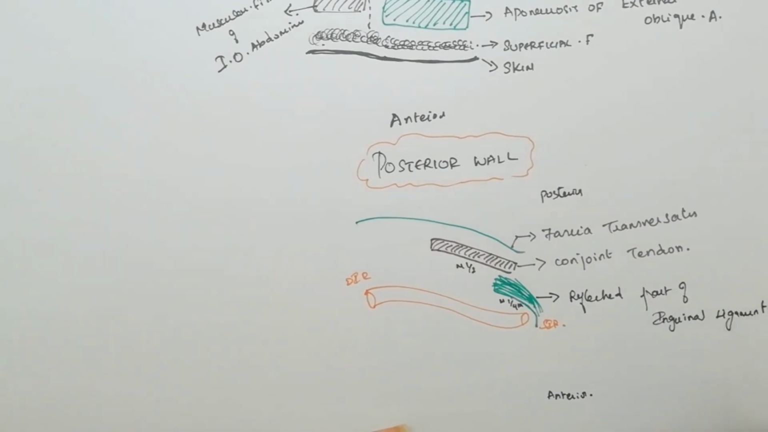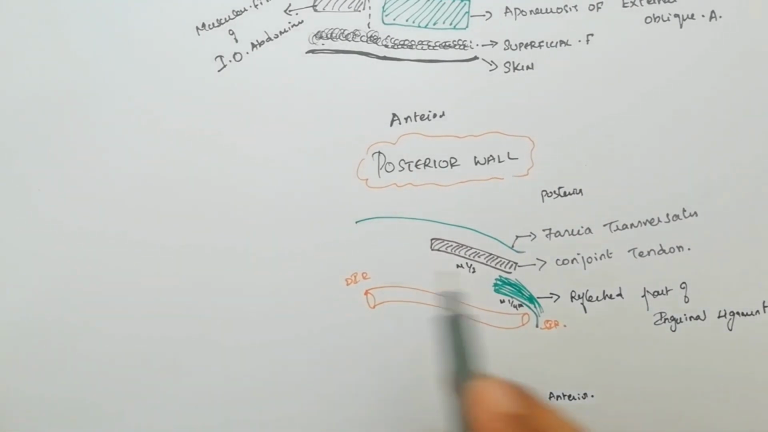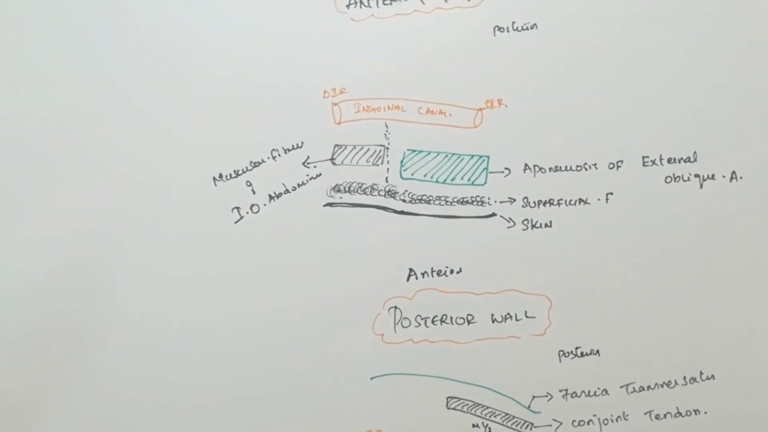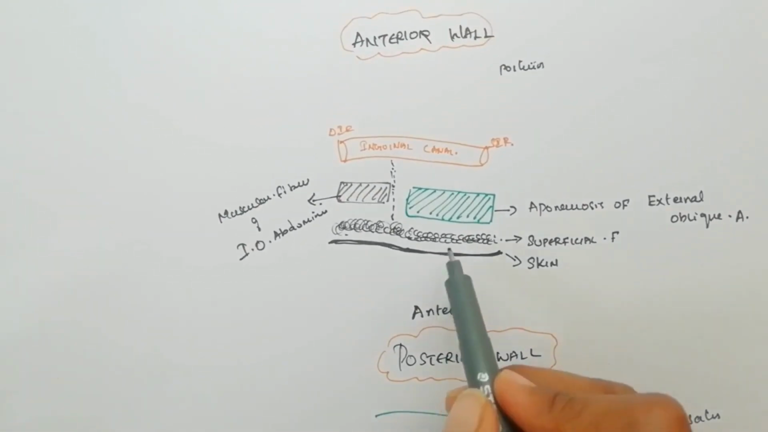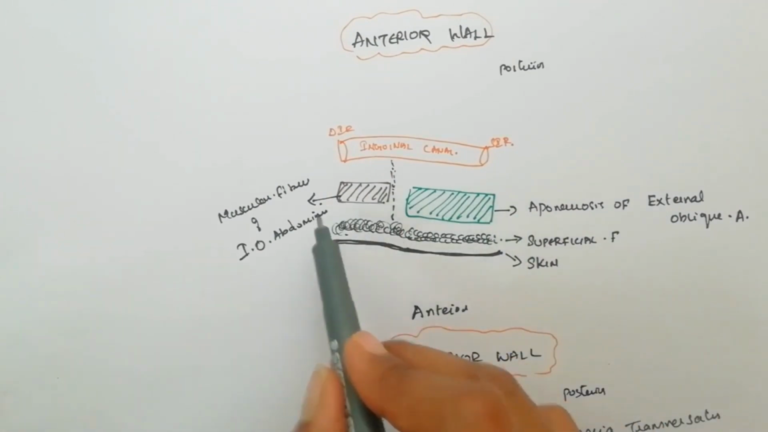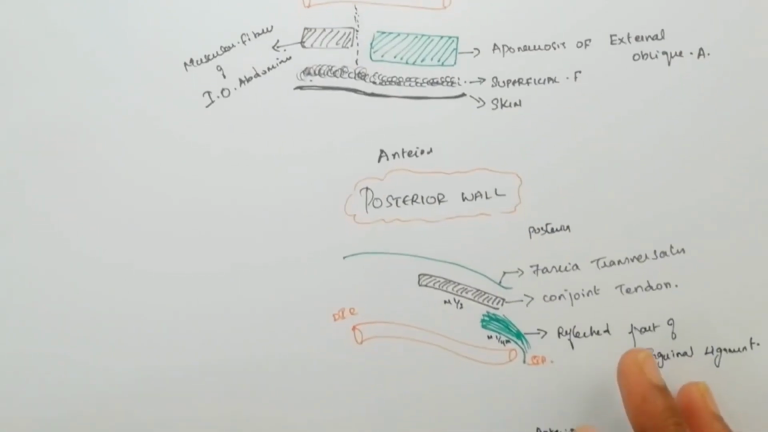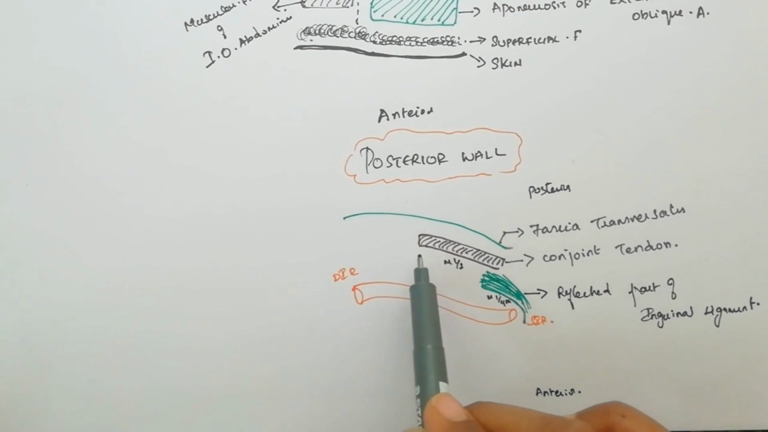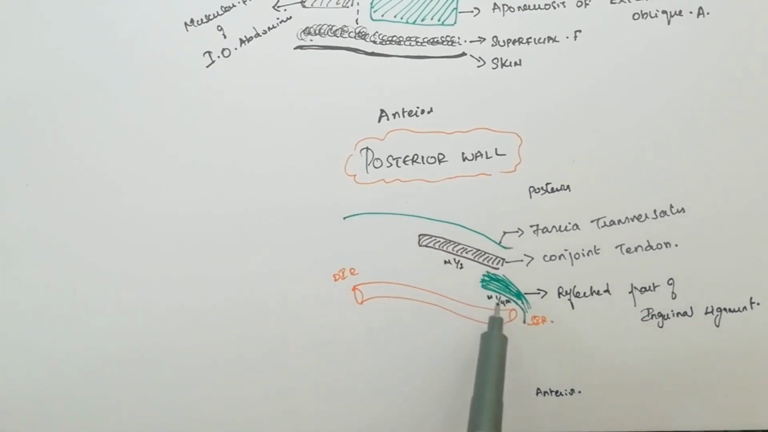So this is the reflected part of the inguinal ligament. This is how the anterior and posterior walls are related to the inguinal canal. So we are dealing with the boundaries of the inguinal canal. The anterior wall we have seen, which is related to skin, superficial fascia, external oblique aponeurosis and internal oblique muscle. Talking about the posterior wall, on the whole extent we have got fascia transversalis, in the medial half related to conjoint tendon, and the medial 1/4 part related to the reflected part of the inguinal ligament.